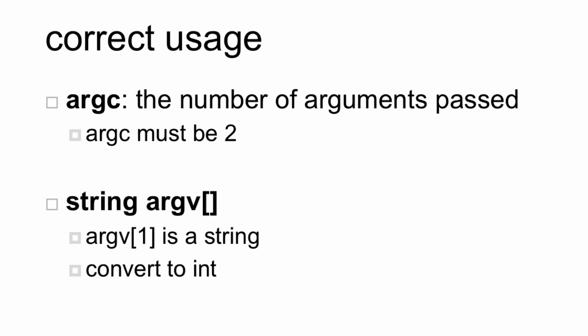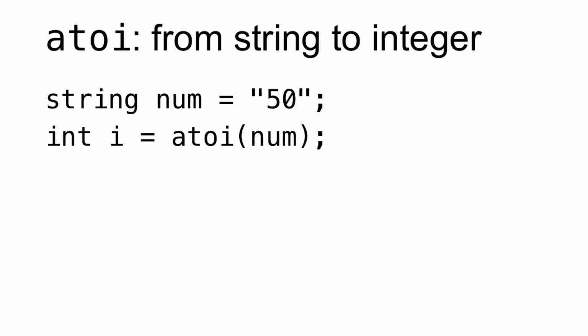Now, if they used it correctly for the usage of Caesar, then they're going to type in a number. But even though the character that they type is a number, it's of data type string. So how do we convert that string to an integer? So say I have num, a string, containing the string 50. If I want to convert that to an integer, then I simply declare a new variable, an integer i. Calling atoi, I pass in my string variable num, and then i will contain the number 50.